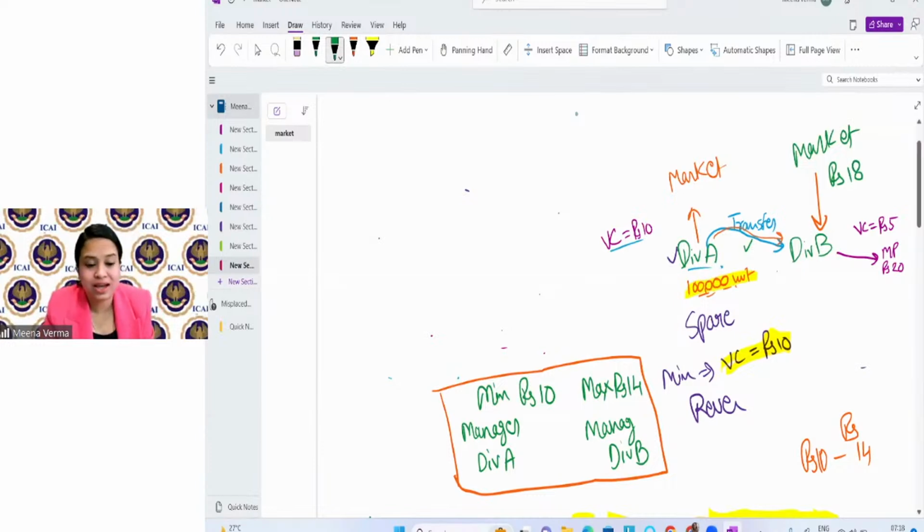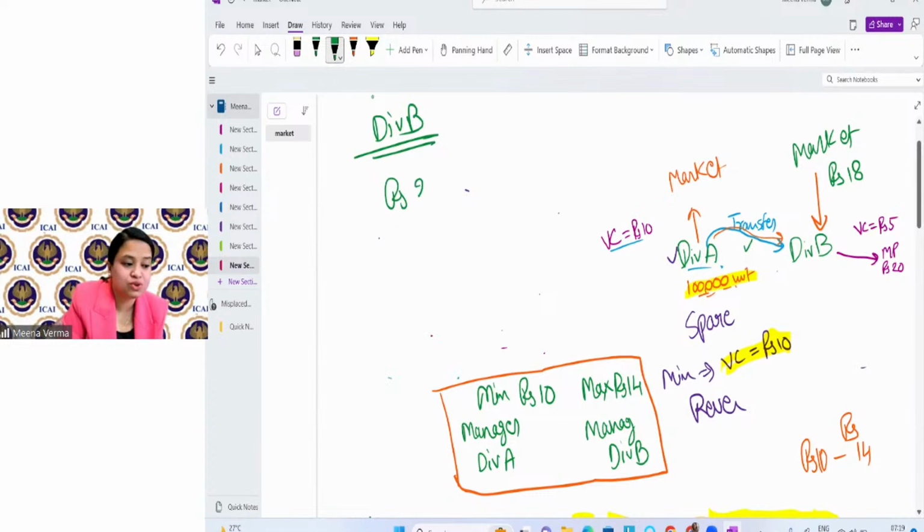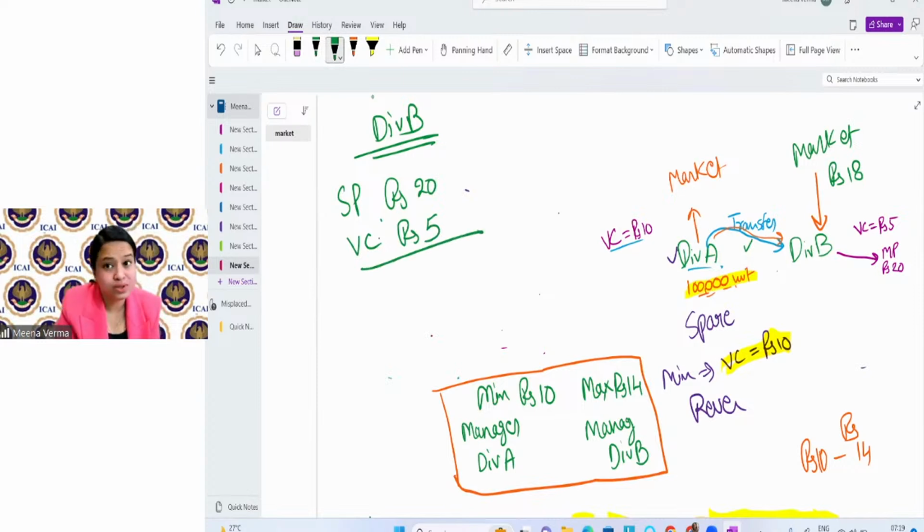But the point is, if they pay rupees 18, what will happen in division B? You can see they can sell the product at a maximum of rupees 20. This is the maximum selling price for them. And their variable cost is what? Their variable cost is rupees 5. You can see here, what is it coming to?